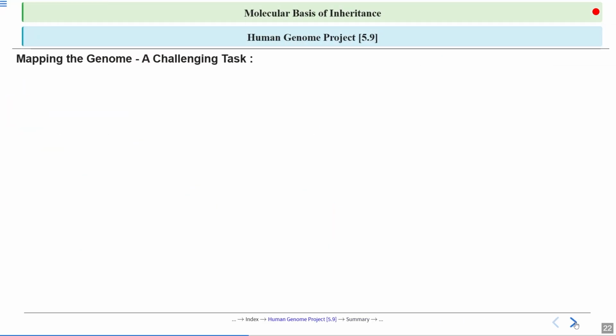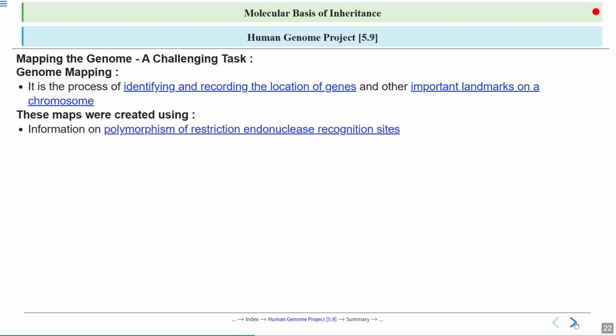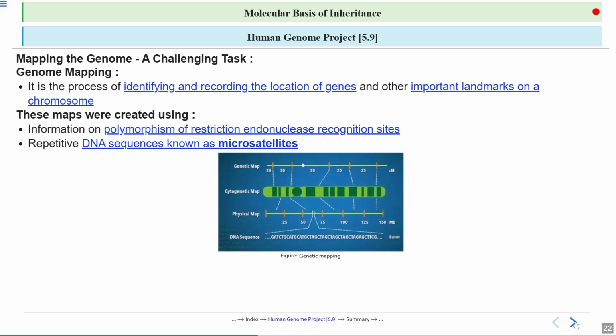Mapping the genome, it is a very challenging task. Genome mapping, if we talk about, it is a process of identifying and recording the location of gene and other important landmarks on a chromosome. These maps were created using information on polymorphism of restriction endonuclease recognition site, repeated DNA sequences known as microsatellites.